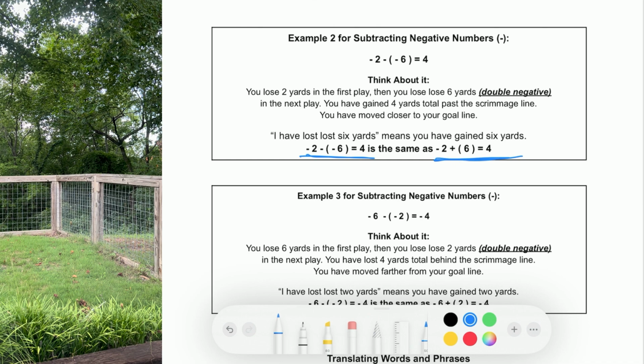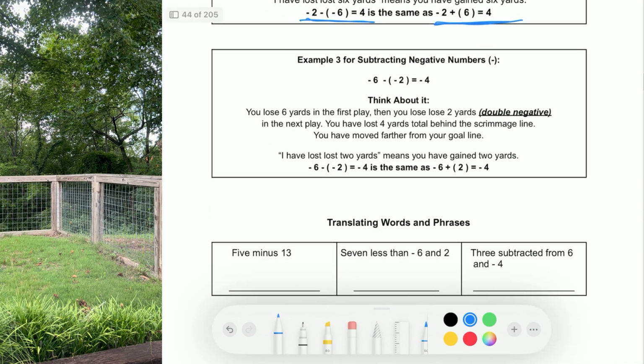Example 3. Negative 6 minus negative 2 equals negative 4. You lose 6 yards in the first play. Then you lose 2 yards. That's a double negative in the next play. You have lost 4 yards total behind the scrimmage line. You have moved farther from your goal line. So that I have lost 2 yards means you have really gained 2 yards. So this negative 6 minus negative 2 equals negative 4 is the same as negative 6 plus 2 equals negative 4.